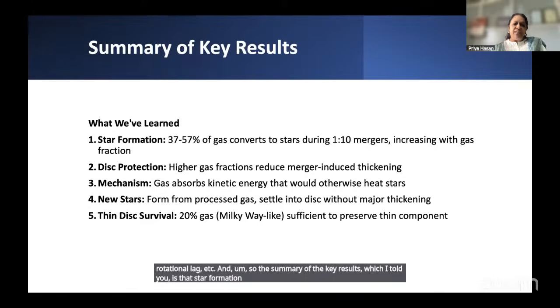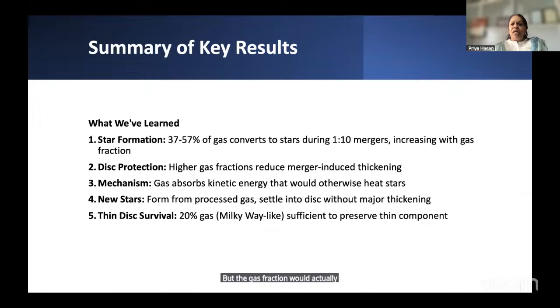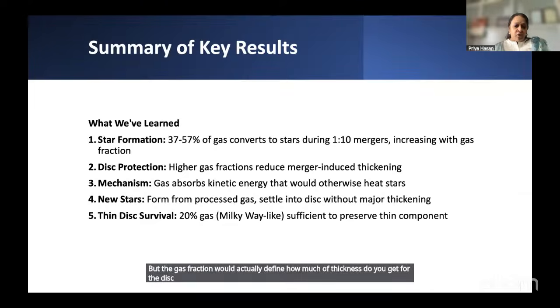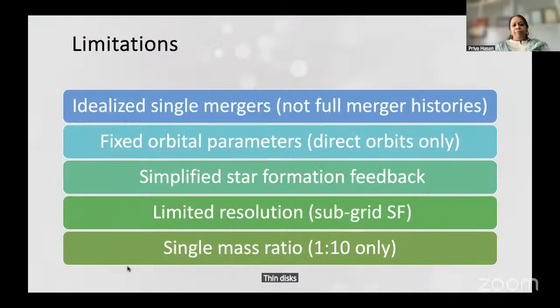And so the summary of the key results which I told you is that for star formation, 37 to 50% of the gas converts to stars during 1:10 mergers. So you do have enhanced star formation, that's for sure. But the gas fraction defines how much thickness you get for the disk, because the gas absorbs kinetic energy that would otherwise heat the stars. New stars form from the processed gas and therefore they settle in the disk without major thickening. This explains why you have thin disk survival in the Milky Way.